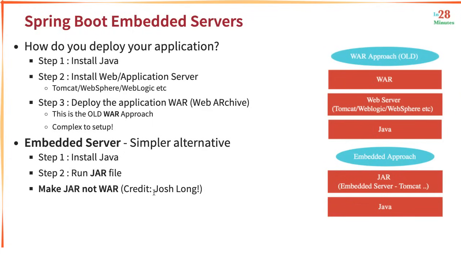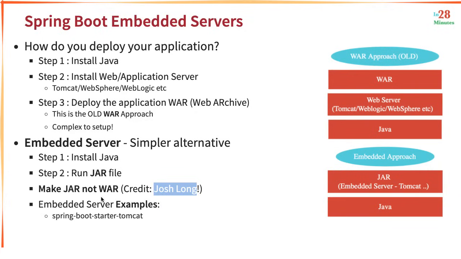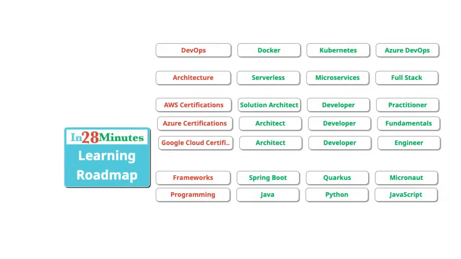Josh Long is one of the popular Spring developer advocates, and one of the statements that he made that I really love is: make jar and not war. Jars make it really, really easy to run your applications. So make jar and not war. The embedded server we have been using until now is Tomcat. If you want to use other embedded servers, there are starters for them as well. Spring Boot Starter Jetty is for Jetty. Spring Boot Starter Undertow is for Undertow. In this step, we understood the concept of embedded servers. We understood why we need to make jar and not war.